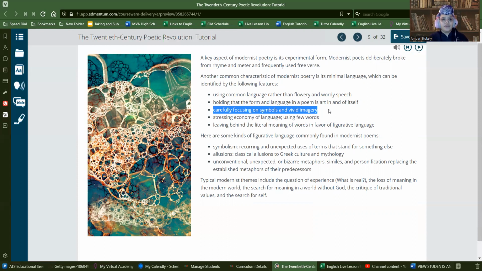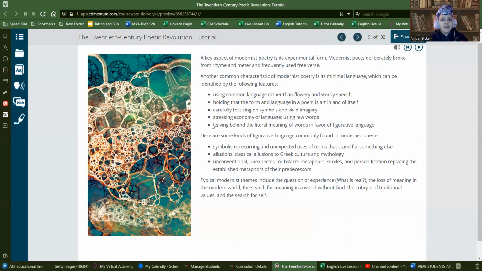This next point is stressing economy of language using few words. So economy of language, they basically give you the definition of it here. It's using few words. Try to remember that economics is like the study of how people spend and circulate money. So economy of language is how people use or don't use words. So the idea behind modernism was to say as much as you can in as few words as possible.